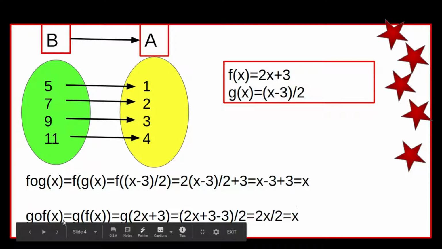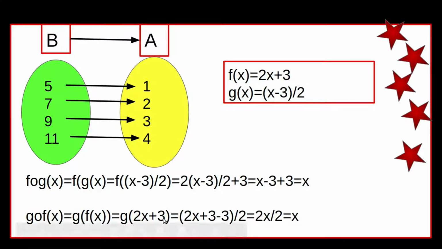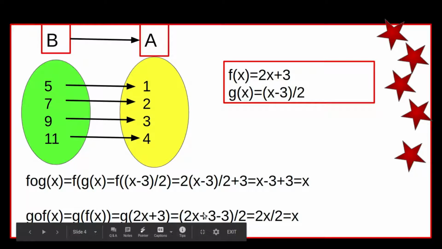Now g composite f of x is g of f of x. That is equal to g of 2x plus 3, which is (2x plus 3 minus 3) by 2, because g of x is (x minus 3) by 2. Cancelling this 3, we get 2x by 2, which is equal to x.